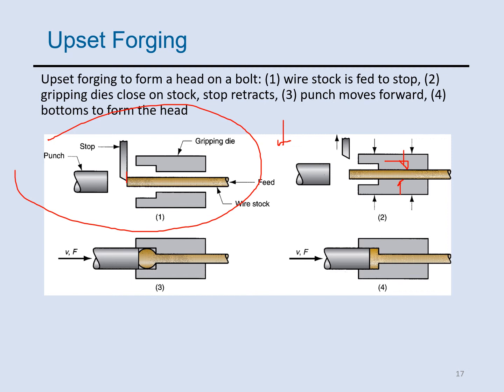And in step 3, we have a punch that moves toward this wire, and it creates a head like this shape. This process actually produces a lot of parts, as you see, nails, bolts. These are the parts that are generated by offset forging.